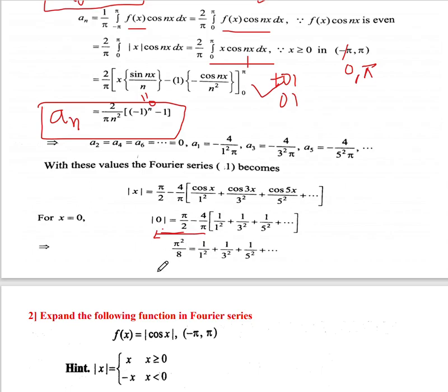Okay, then in the next step you have to multiply on both sides by 2 upon pi. Okay, so sorry, pi by 2. Then you will get pi square upon 8 and this term. So in this way you can find out the solution of the given term.